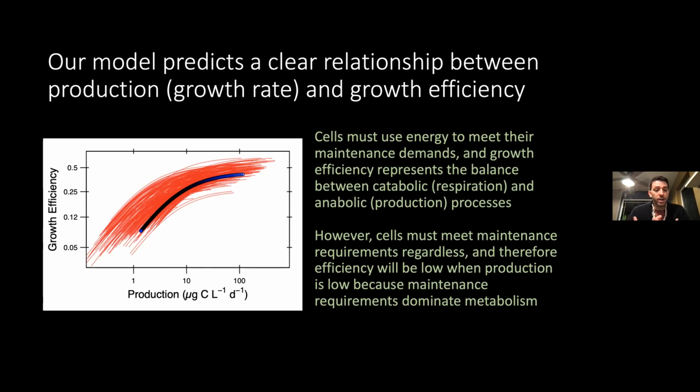Essentially, what's going on here, to break down the math and make it more understandable, is that cells must use energy to meet their maintenance demands. It's the fundamental part of cellular physiology that we need to maintain a viable cell. And therefore, growth efficiency represents the balance between that catabolic respiration and that anabolic production. However, cells must meet that maintenance energy requirement regardless of what they're doing or how fast they're growing. And therefore, efficiency will necessarily be low when production is low, because the maintenance part of the equation dominates. So when cells are growing really slowly, approaching dormancy, they're still needing to use all that energy required for maintaining their cells, even though they're not producing any biomass. And this will therefore drive efficiency down.